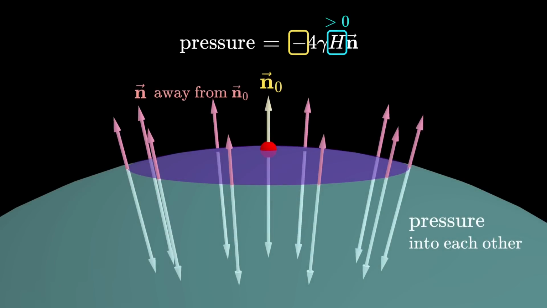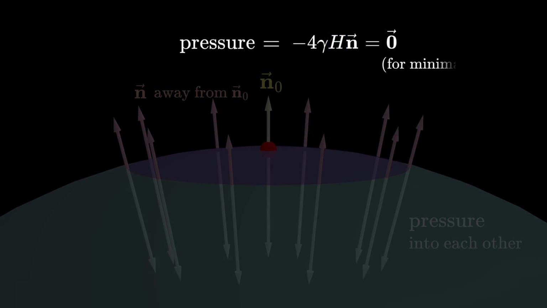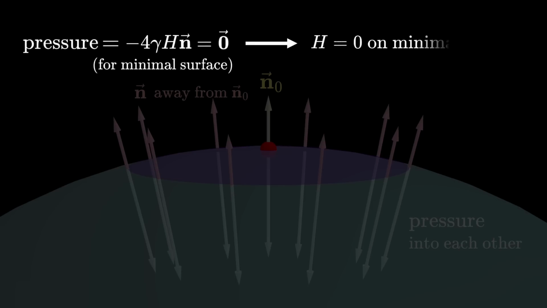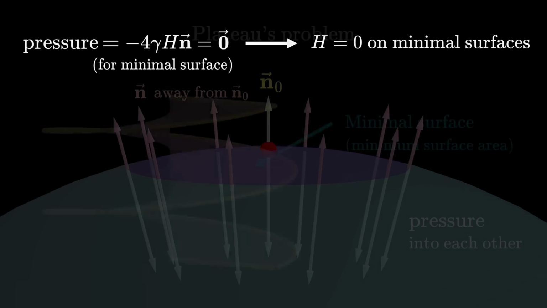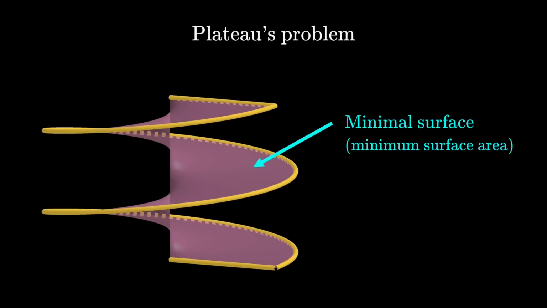This means that if the soap film reaches the minimal surface configuration, the pressure is 0. Otherwise, the pressure keeps decreasing the area. This suggests that the mean curvature on minimal surfaces needs to vanish. Anyway, this is how nature or physics solves Plato's problem. How do we actually simulate this process to solve Plato's problem ourselves?